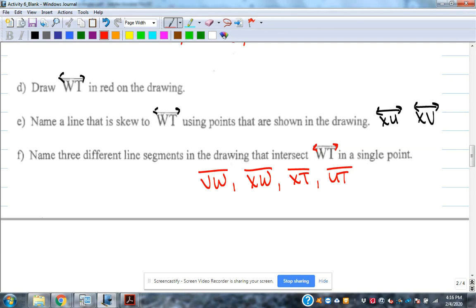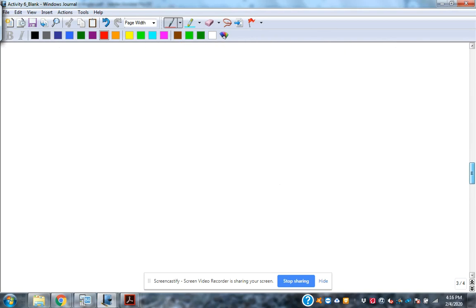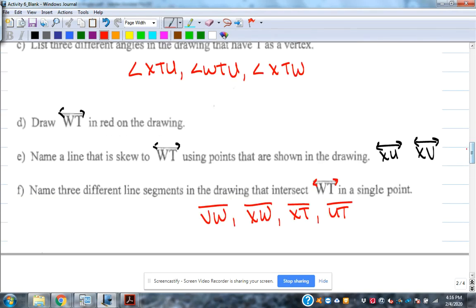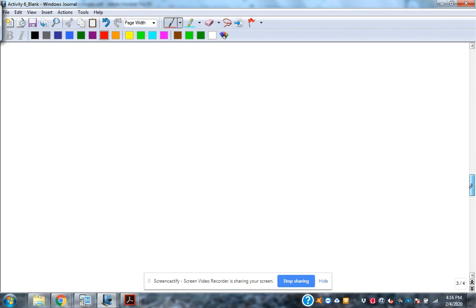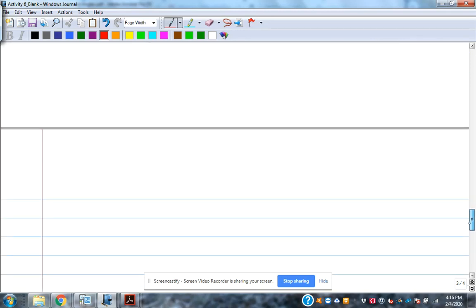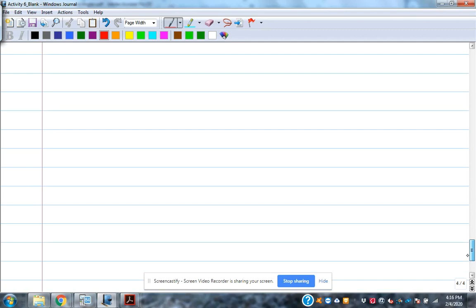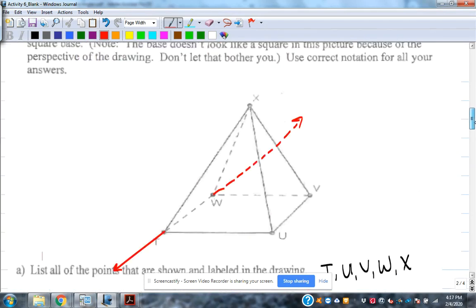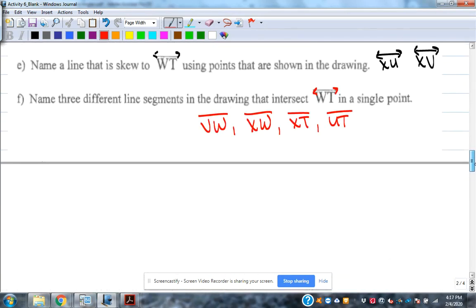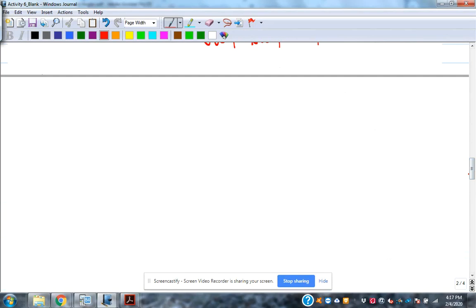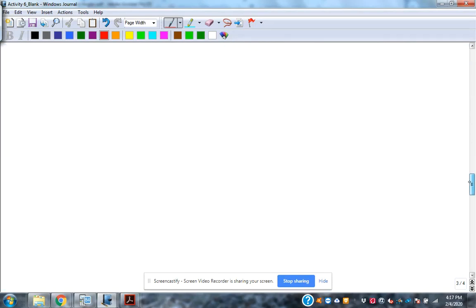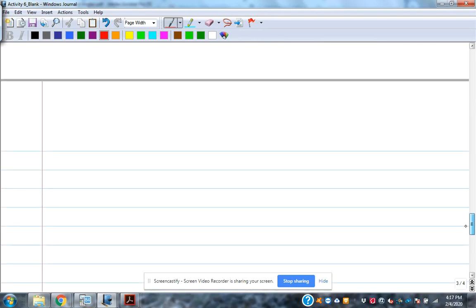Now, the G part gets a little funky because it starts talking about... Where did my G part go here? Yeah, we'll do it. I just didn't get it for whatever reason. I thought I copied it. It's a blank page there. It's like I copied it, but it's not there.